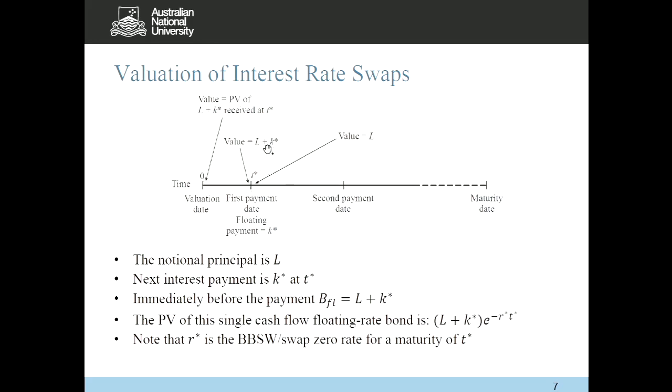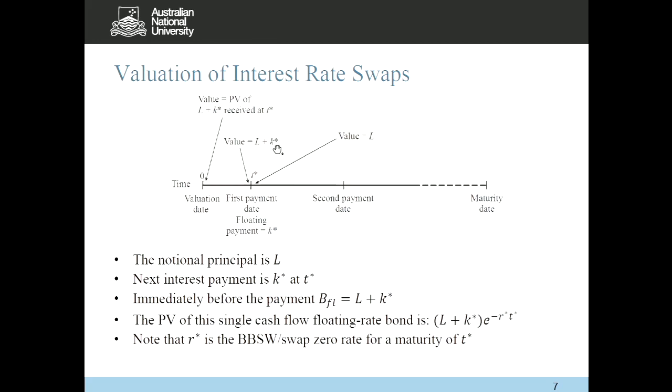So after the K star is paid, the floating rate bond is worth the notional principal. Why? Because after this K star is paid, the coupon rate will equal the floating rate, which is your discounting rate. So you have a situation in which your coupon rate is identical to your discounting rate, so this bond is fairly priced, right? So this is a bond price at the par value. So that's why the bond is worth L immediately after the payment of K.